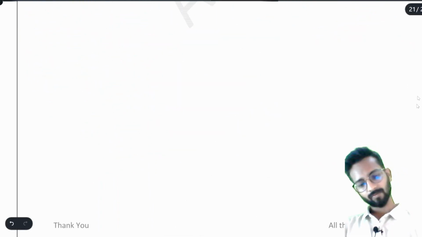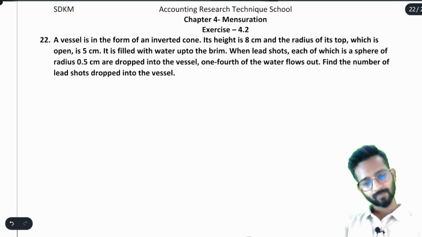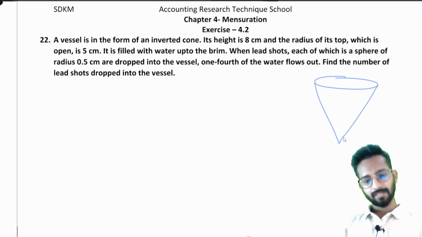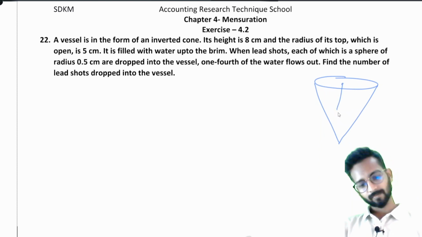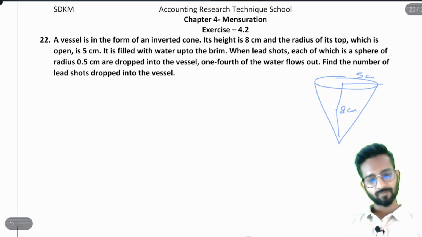Simple enough. Now after that, question number 22. It says a vessel is in the form of an inverted cone. Its height is 8 centimeter and the radius of its top, which is open, is 5 centimeter. This is 5. It is filled with water up to the brim. Okay, so full of water.